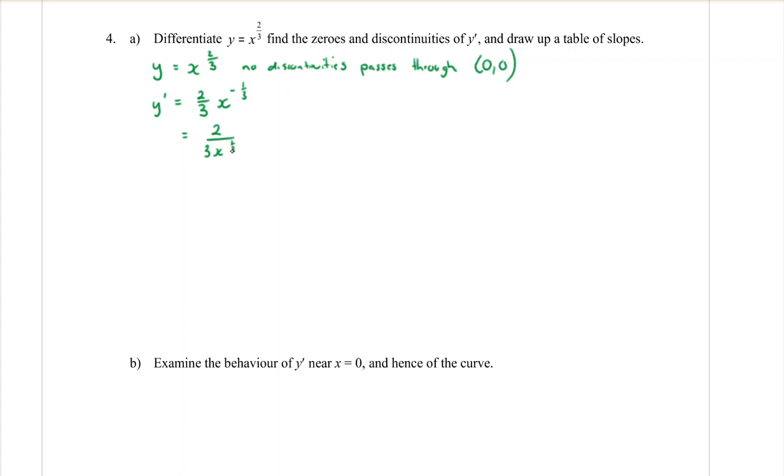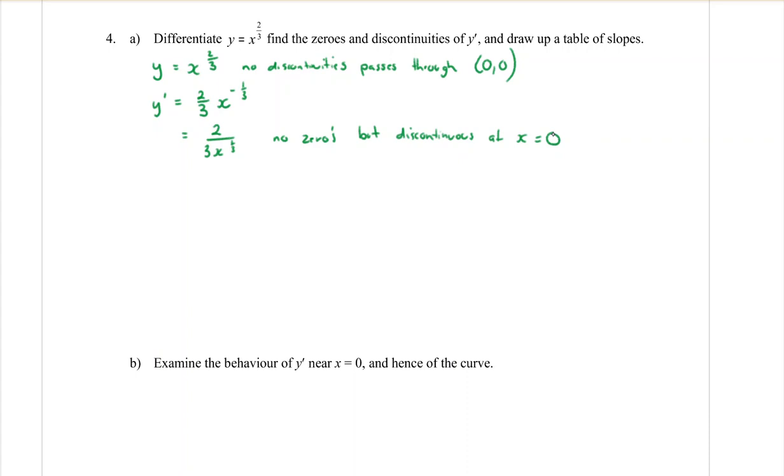So again, there's no x's on the top of that fraction, which means that there is no zeros, but the denominator would have a discontinuous point when x was equal to 0, because that would make my whole denominator 0. So it'll be discontinuous at x equals 0.